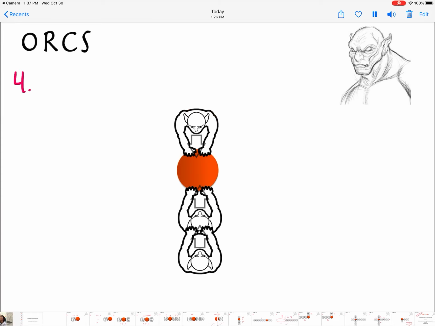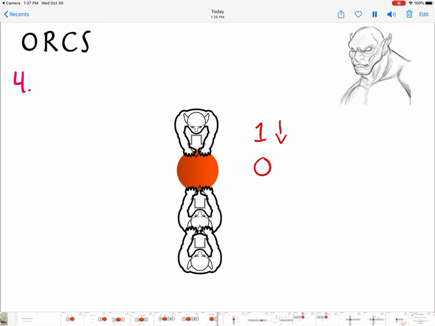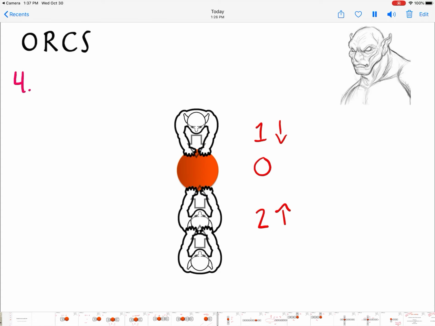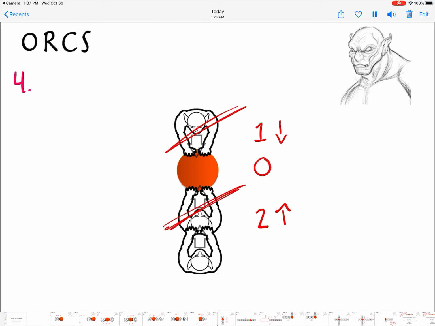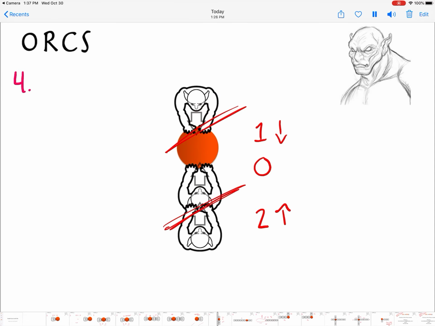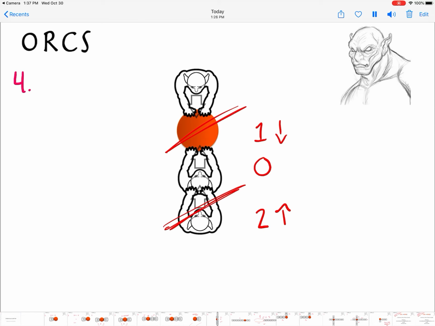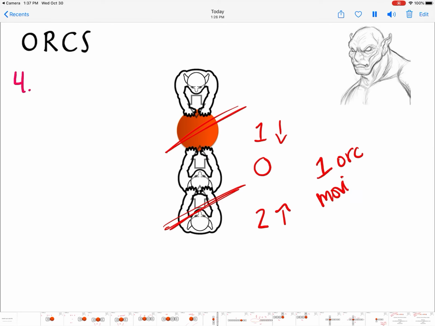All right, example 4. Same thing, draw the orcs. I have one orc going down, 2 orcs going up. Again, we have opposite forces, so you're going to have to cancel out the forces that are opposite each other. We have one canceling here, one canceling there. And so our explanation of the motion is that we have one orc moving up.